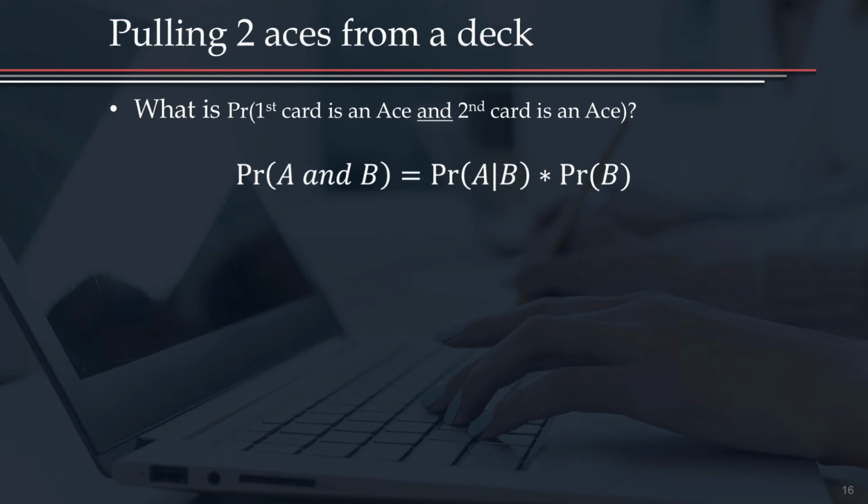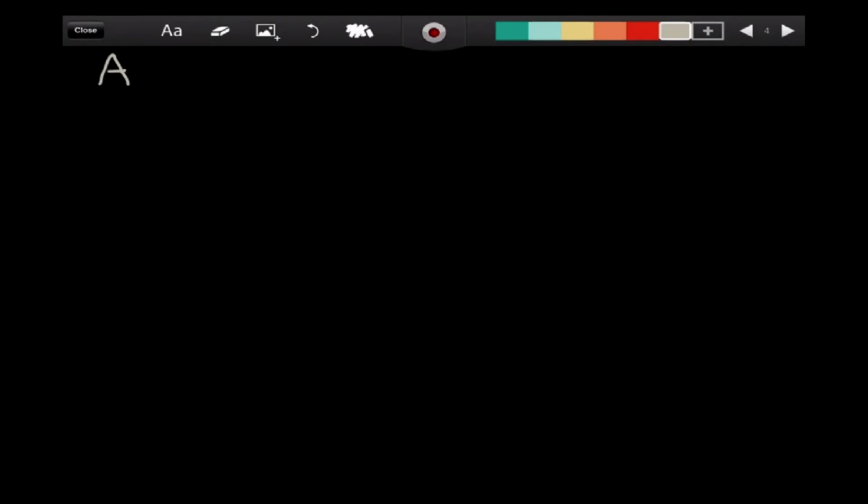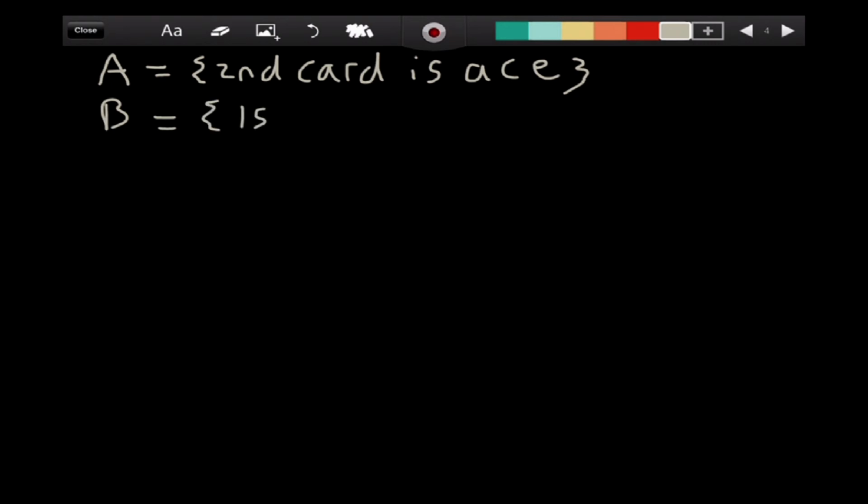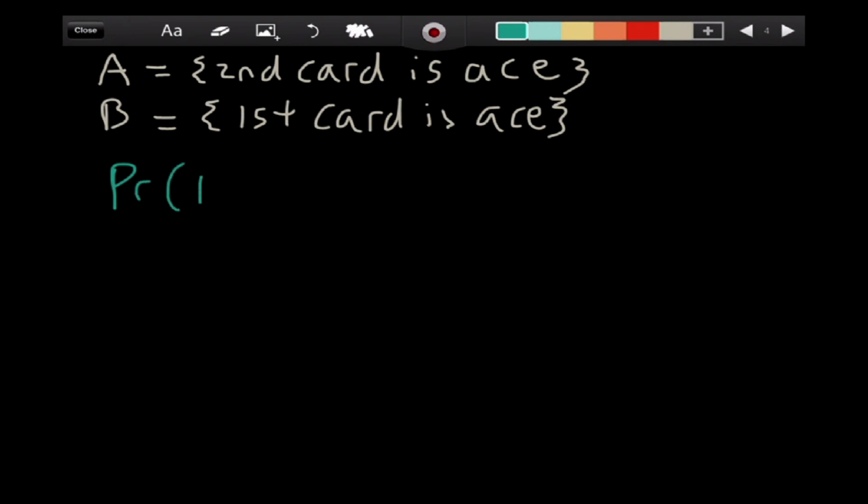So let me write, just so that you remember, A here. In this case, I'm going to define it to be the event that the second card is an ace, because it'll turn out to be a lot easier to calculate. And B is the event that the first card is an ace. Okay, so now we need a couple of things. First, the probability of B. This is the probability that the first card is an ace. This is 4 out of 52. There are 4 aces in a deck.